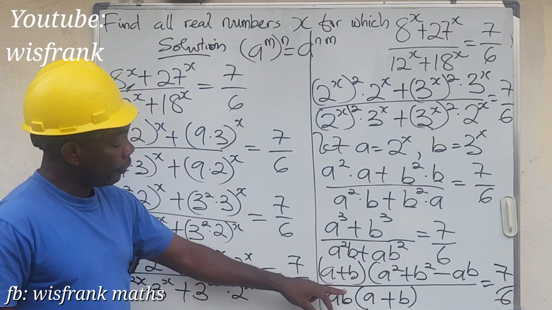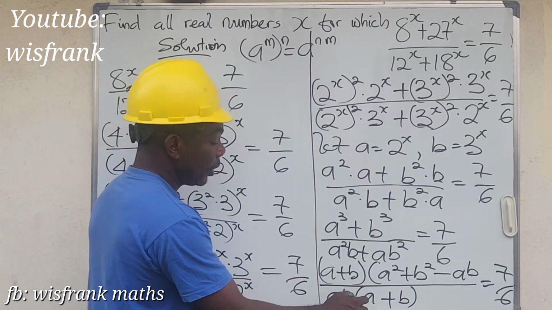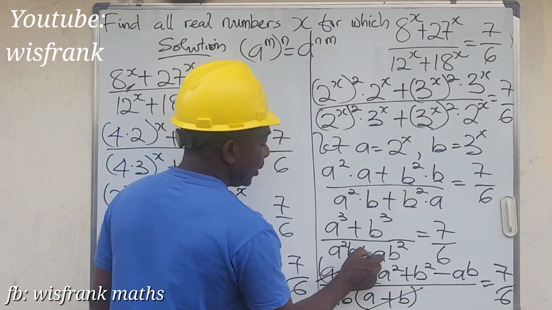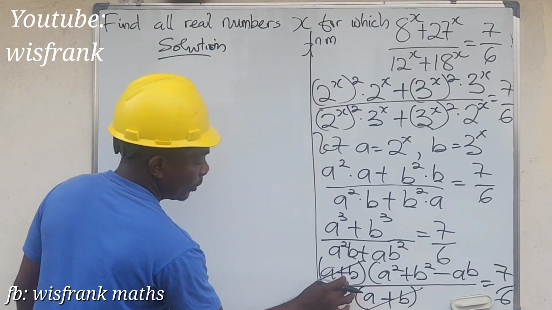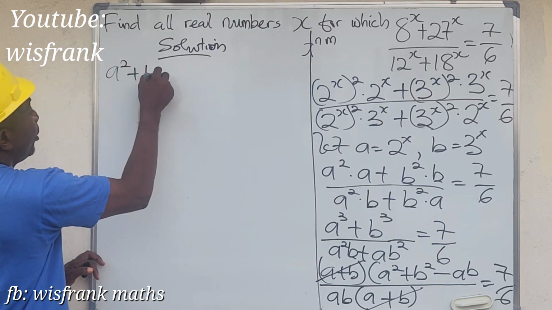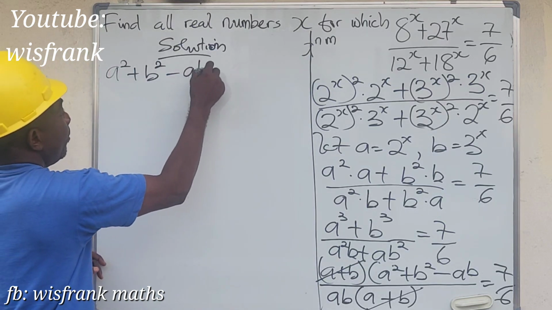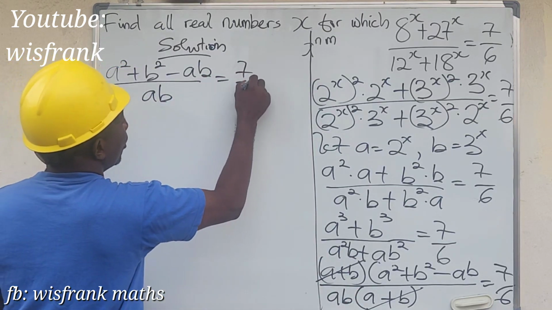So now we have a plus b here and we have a plus b here. Two of them can cancel each other. This cancels this. So we need to clean this. So in this case, as we cancel here, we are now left with a to the power of 2 plus b to the power of 2 minus ab all over ab equals to 7 all over 6.